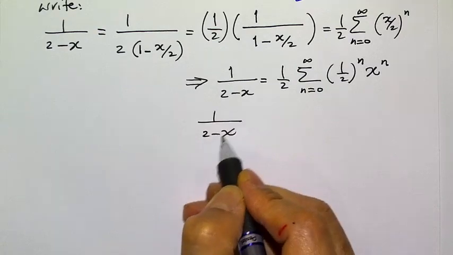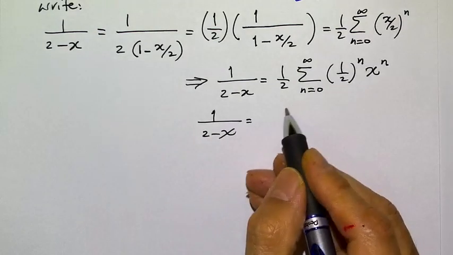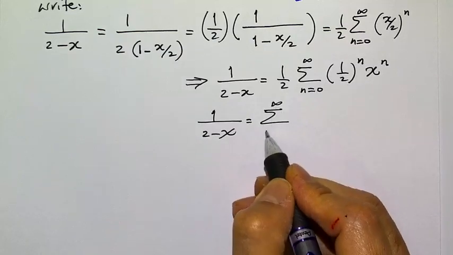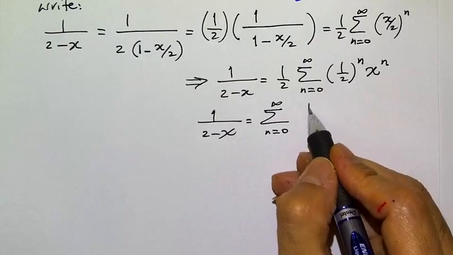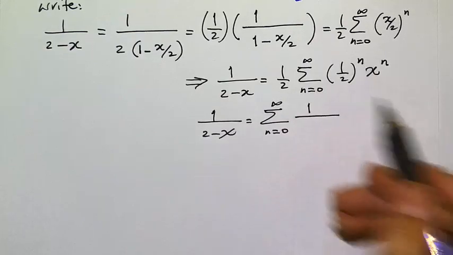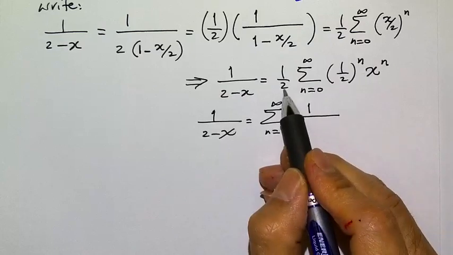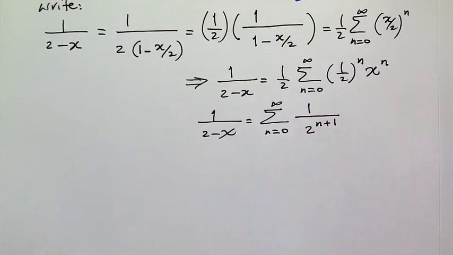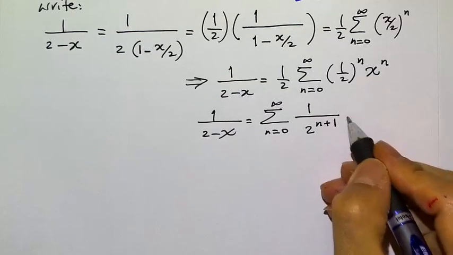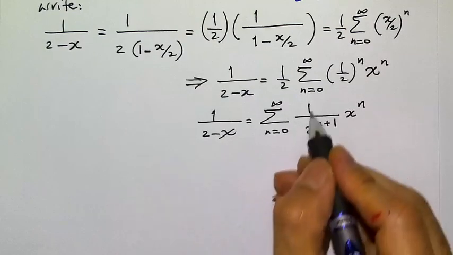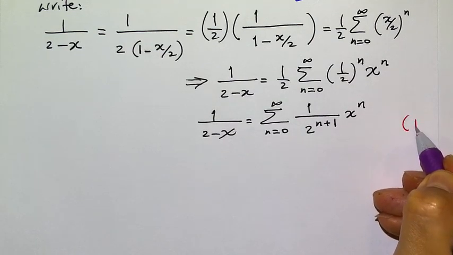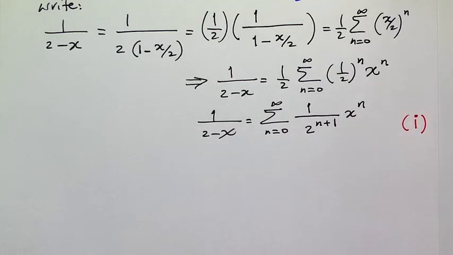Right? So 1 over 2 minus x can be written as, I want to include this 1/2 as part of that. So we have 1 over, 1 to the n is just 1, 2 to the n times 2 to the power 1, we get 2 to the n plus 1 power. And then, of course, the x to the n. Okay, like that. Let's call this equation 1.